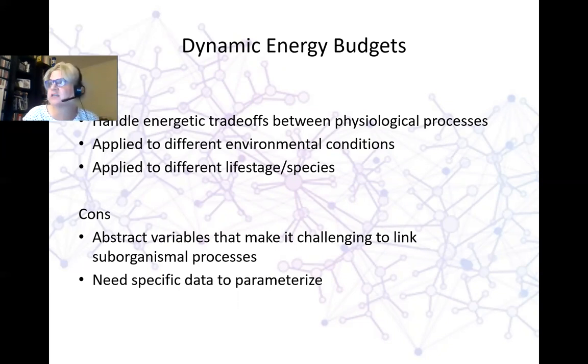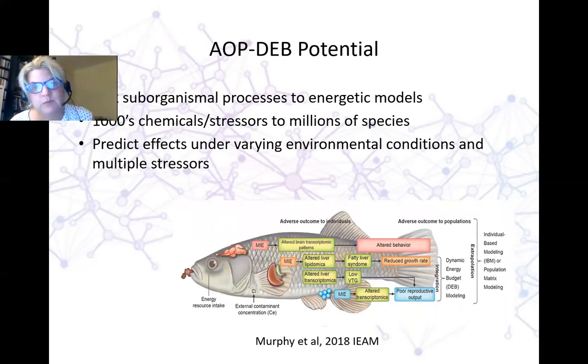However, we can make these connections, the AOP-DEB potential, if we can link these suborganismal processes to energetic models. We have the potential to go from thousands of chemicals and stressors to millions of species, right? I know that's ideal. That's what we could do. I mean, especially with your Add My Pet, where you're adding more and more species every day.